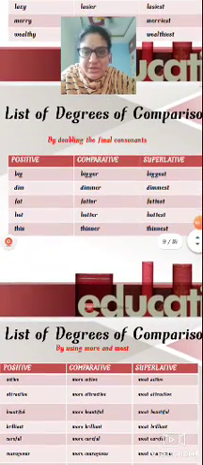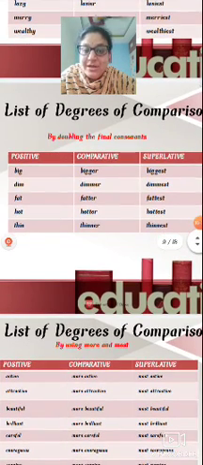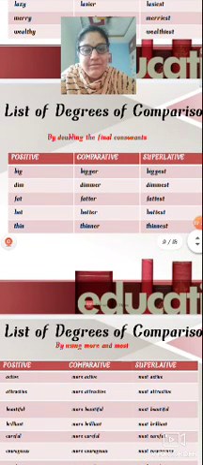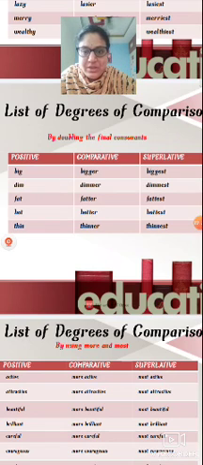Next, you also have another table here: the list of degrees of comparison by doubling the final consonants. You already learned the consonants in the first year, right? So what are the consonant sounds? It is linked with the syllables. A, E, I, O, U are the vowels and all the remaining ones come under the consonants. So here, by doubling the final consonants, the consonant will double.